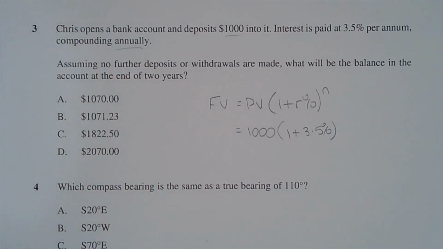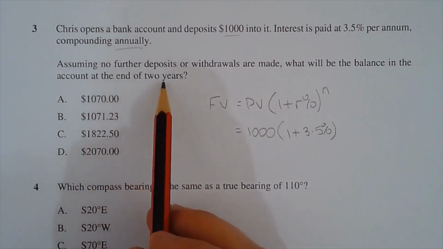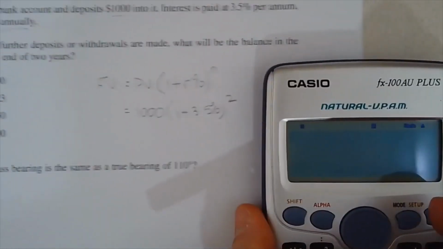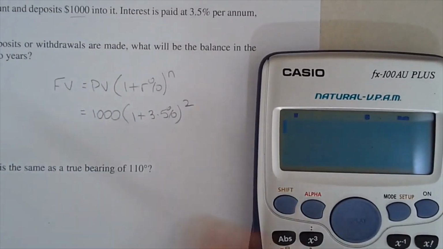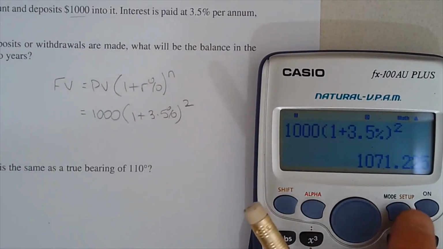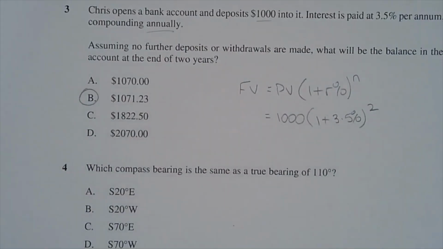Okay, so each compounding period is 1 year, and the number of compounding periods is 2 because it's at the end of 2 years. So it's going to be to the power of 2. Okay, so entering this expression into the calculator, 1 plus 3.5% to the power of 2, and we get $1,071.23. Okay, so that's going to be option B.